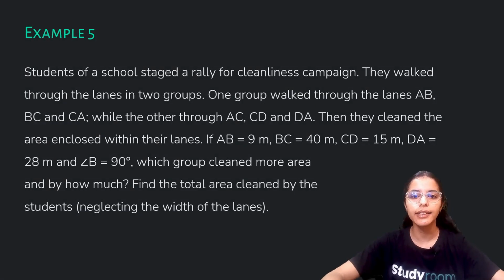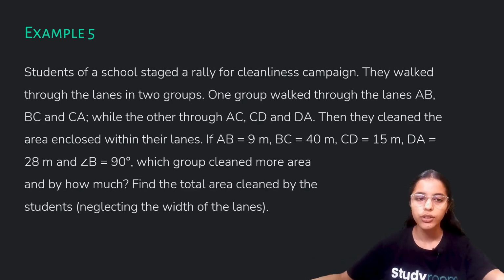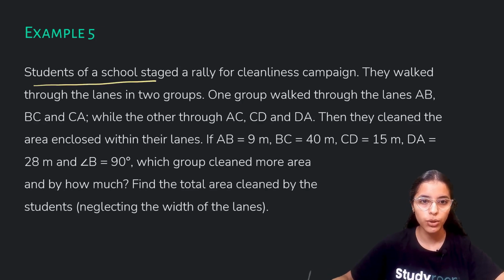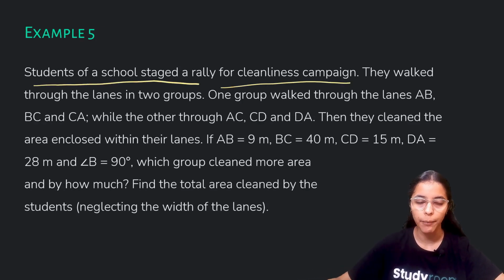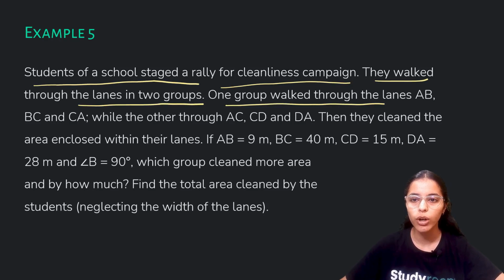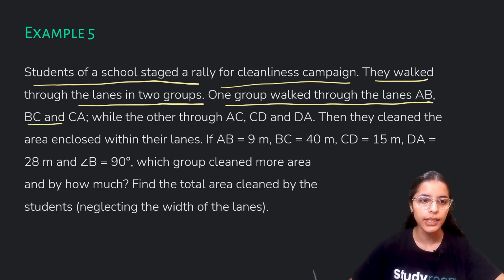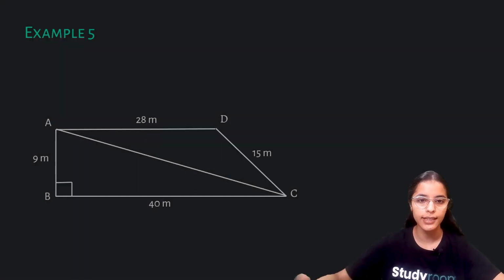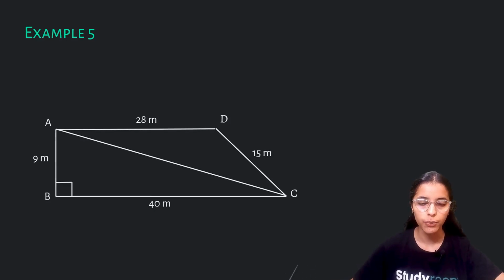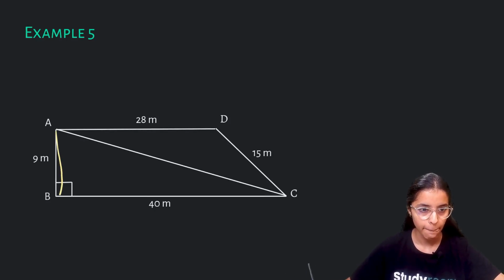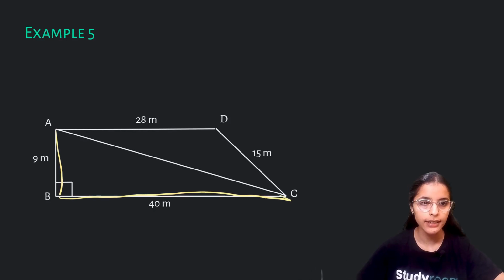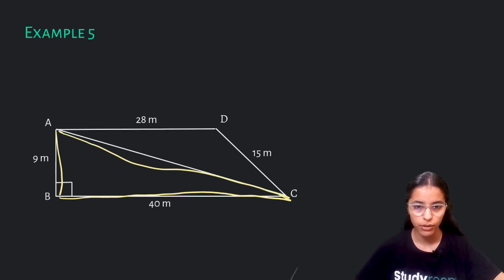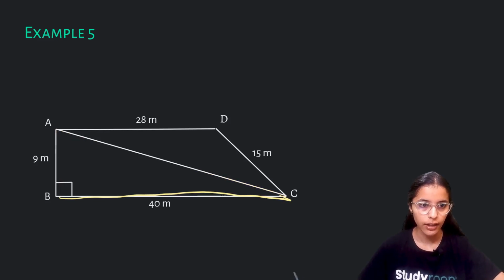Now let us see another application of using Heron's formula. In this question, the students of a school staged a rally for a cleanliness campaign. They walked in the rally through lanes in two groups. One group is walking around the lanes A, B, B, C and C, D. So let us see what A, B, B, C and C are. One group is moving around A, B and B, C and A, C. So we are getting this triangle, right?